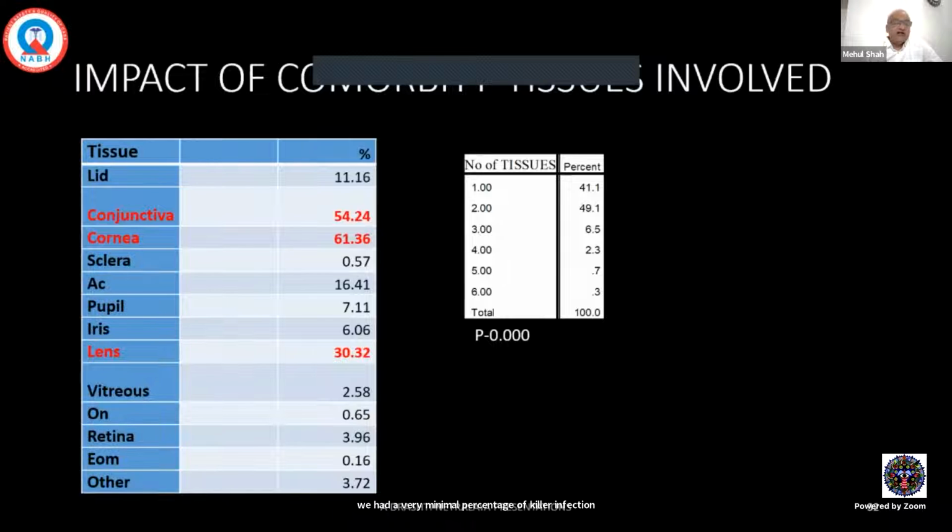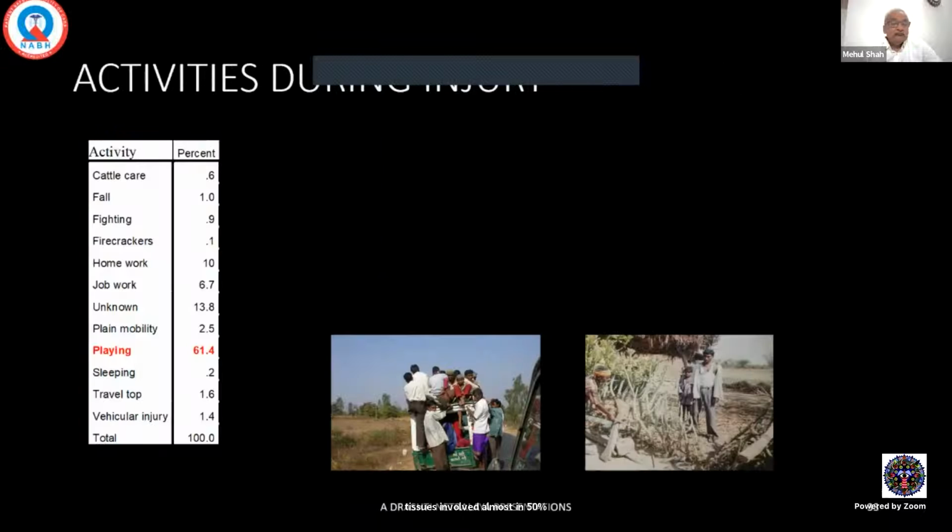When we look at the tissue as a comorbidity, cornea was the most commonly affected tissue, in 61% of cases. When we calculated the number of tissues involved, we found a significant difference: 6 tissues were involved in only 0.3% of cases, while 2 tissues were involved in almost 50% of cases. Regarding activities during injury in children, playing was the most important.